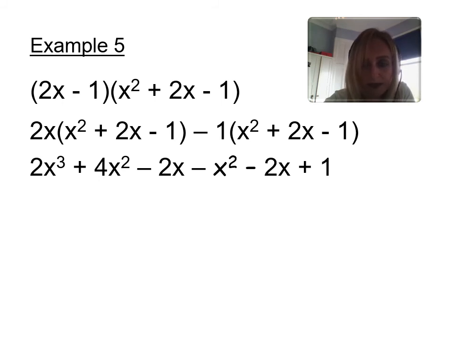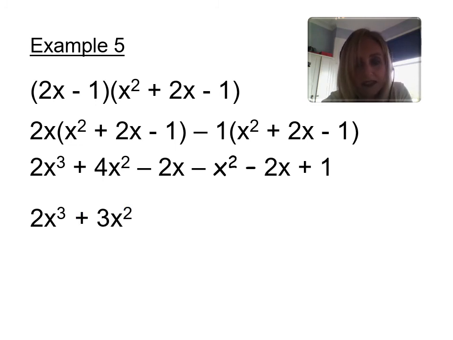So as I said before, the first term, there's no other cubed term, so that's just going to stay as 2x cubed. 4x squared minus x squared becomes plus 3x squared. And then minus 2x minus another 2x is going to be minus 4x. Take care with those negatives and positives, and then we've got our plus 1 on the end, and that's us with our brackets. We've got our 4 terms, we've multiplied them all out.